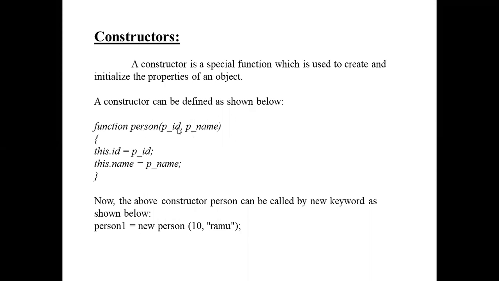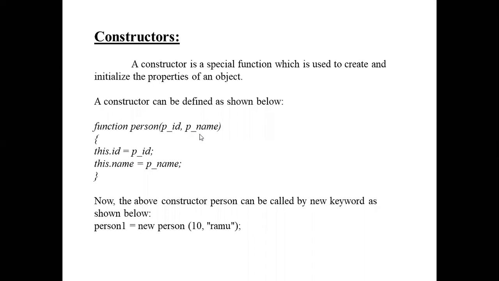Function person, p_id comma p_name. So these are the properties. Next, we reference the properties of its object, that is this.id equal to p_id, this.name equal to p_name. So id and name are the properties of the object, and p_id and p_name are the parameters. We reference the properties of the object using the this keyword.